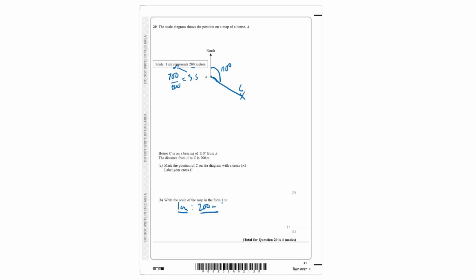Convert 200 meters to centimeters. So a meter is equivalent to 100 centimeters. So we multiply this by 100. So we get 1 centimeter is equivalent to 20,000 centimeters.